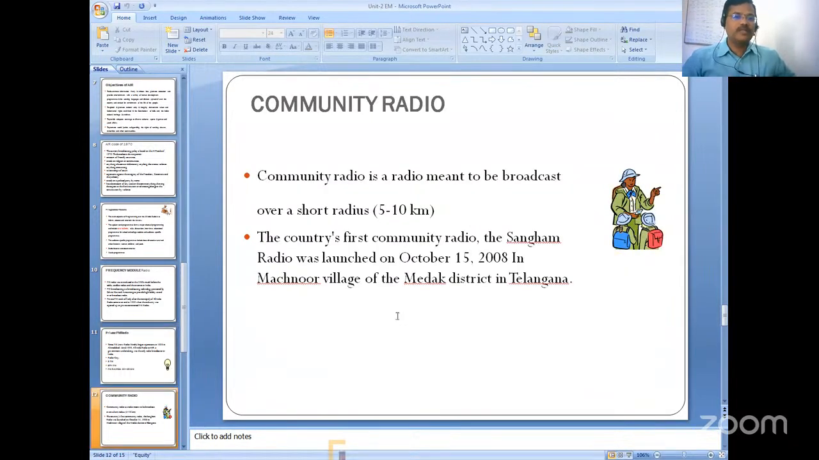Now coming to community radio. Community radio is a radio made to be broadcast over a short radius. Already we have discussed that it is within 5 to 10 kilometers, particularly for a particular community. For example, Sangam Radio is for a particular village, Machinur village of Medak district. And at Hyderabad Central University, there is also a community radio. Its target audience are the students of that university only.